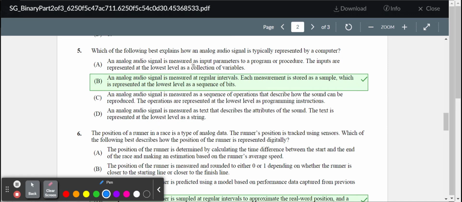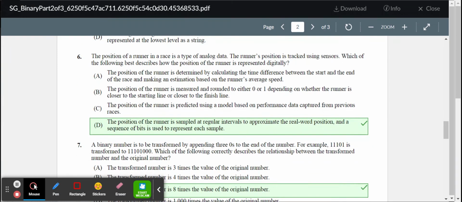An analog audio signal is measured as input parameters to a program or procedure. The inputs are that. Analog is measured as a sequence of operations. No, we're looking for sampling. It's measured as text. No, that's way too early. Measured as text. That's unnecessary.